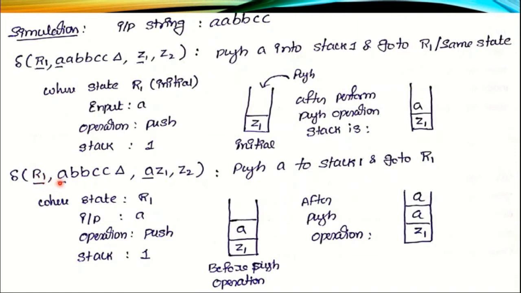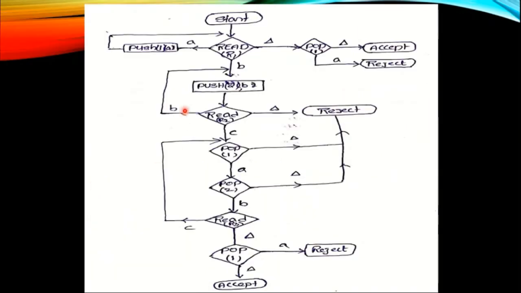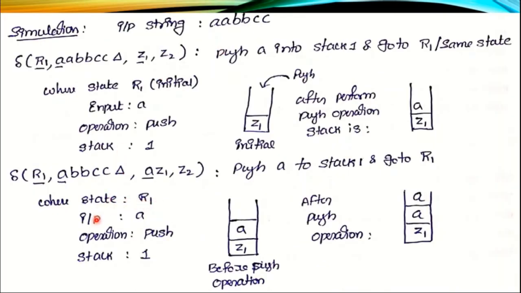From state R1 the input is A, so we perform the push operation into stack 1. A will be pushed into the stack and we go to the same state R1. So here the state is R1, the input is A. Which operation will be performed? The push operation, on stack 1, and then we go to the same state R1. Before performing the stack operation, previously we already performed a push operation on stack 1, so the stack contains A Z1. That is the initial configuration now. After performing the push operation, the stack is AA Z1.